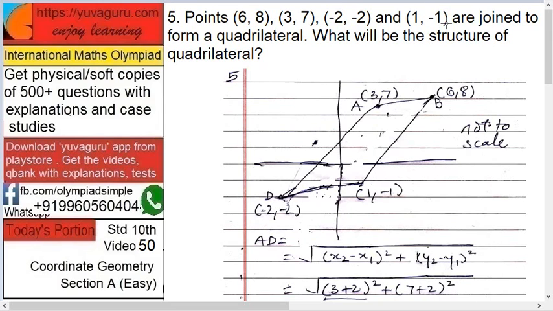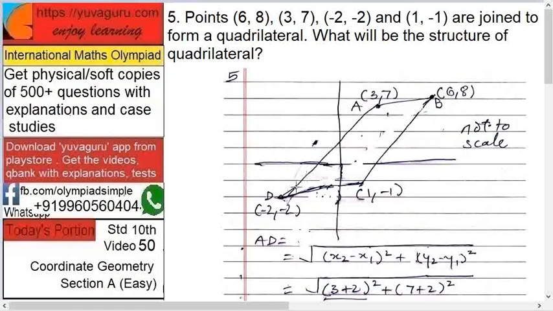...minus 1 over my 1 minus 1, sorry, in the fourth, minus 2 in the third, 3 7 and 6 8 in the first. Okay, then what we have to do is find the distances. Here, firstly find all the lengths of the sides, so then we will have some idea about what the structure may be. Okay, let's start.